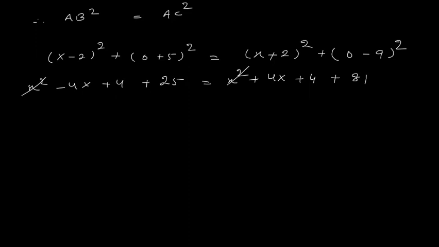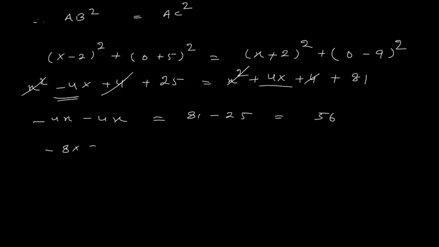Now this x square I will cancel. This minus 4x I will move on right side. So here this 4 and 4 also we can cancel. Okay, now this is minus 4x, this 4x will move on left and it will become minus 8x is equals to, on right hand side we have 81 minus 25. So 81 minus 25, 11 minus 5, 6, and here it is 7, 7 minus 2, 5, 56. So this is minus 8x is equals to 56. Therefore x is equals to 56 upon minus 8 is equals to 8 7 the 56, so minus 7.